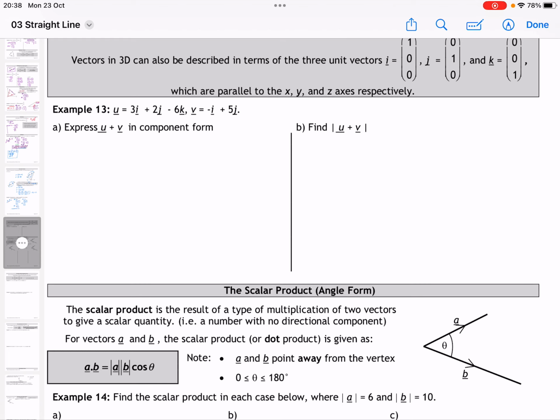j has a component 0, 1, 0, lies on the y-axis. And k has a component 0, 0, 1, lies on the z-axis. Okay? So, i, j, k, x, y, z, alphabetical order. Struggle with that word my whole life.